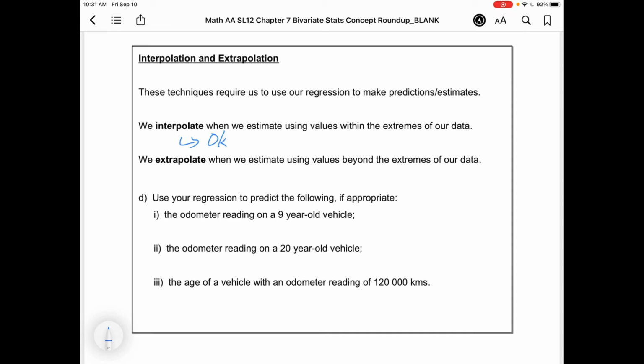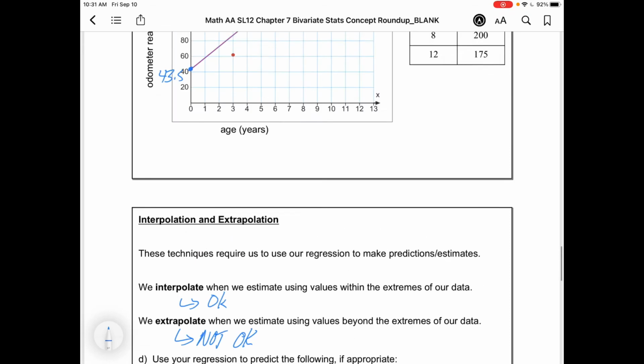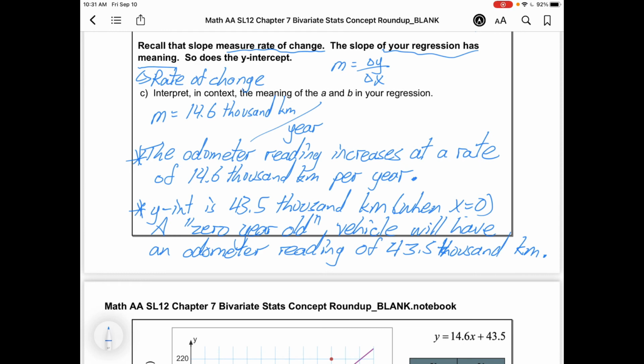Extrapolation is when we make estimates that are beyond the extremes of our data. So if we were to estimate what's going on for a 0-year-old car, things seem to get pretty weird. Or if we were to talk about a 100-year-old car, obviously, this model probably doesn't keep working. Extrapolation is something that should be done with care. If you want a hard and fast rule, the IB is saying it's not okay. So that's why this value over here, 43.5 thousand kilometers for a 0-year-old car, is not something that we put a whole lot of stock in.